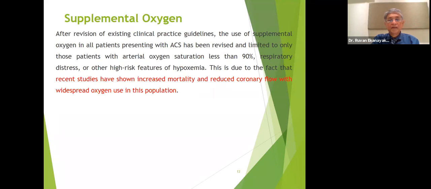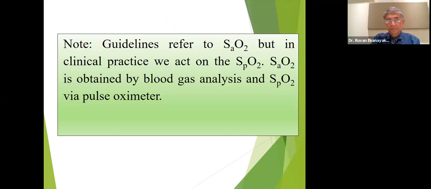Why is that? That is because recent studies have shown increased mortality and reduced coronary flow with widespread oxygen use in the population of acute coronary syndromes. This is because of the vasospasm that hyperoxygen therapy might cause. Now, the guidelines refer to SaO2, that is arterial oxygen saturation, but in clinical practice, we act on SpO2, which we get on the pulse oximetry, because the SaO2 is not possible. It is now accepted that where the guidelines say SaO2, we can substitute SpO2 in our clinical management.